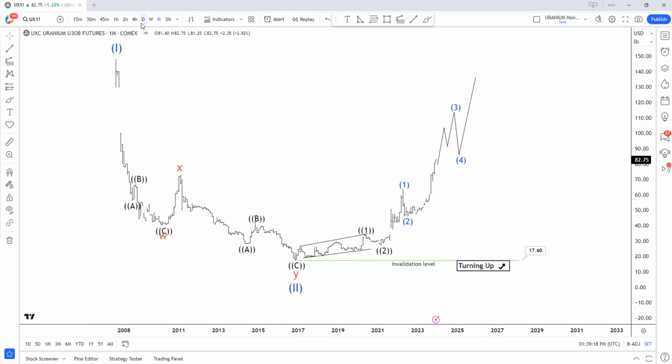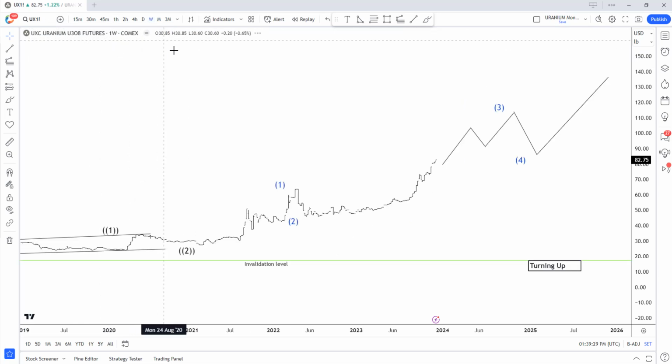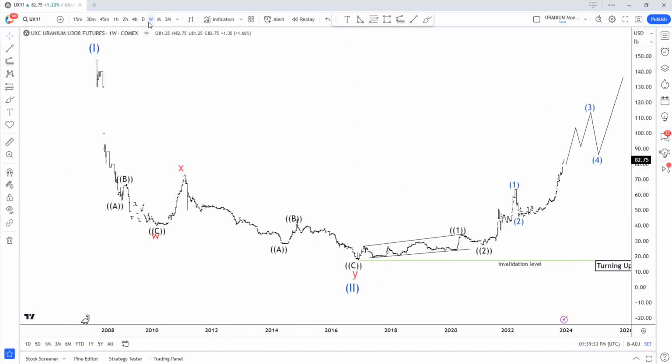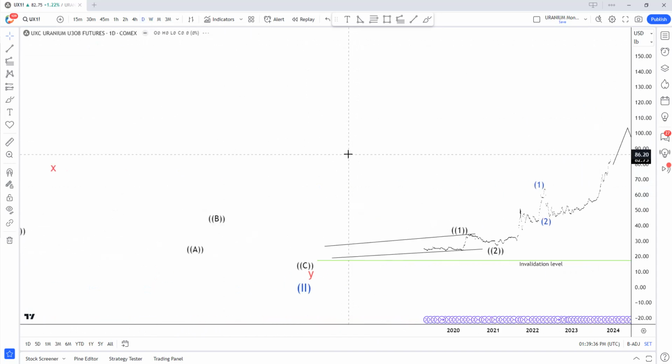Now I want to try to drop into the lower time frame for the UXC, but the problem is this is a monthly. When I try to go to, let's say, the weekly or the daily, the weekly is still okay, but I was trying to go to the daily and the 4 hour.